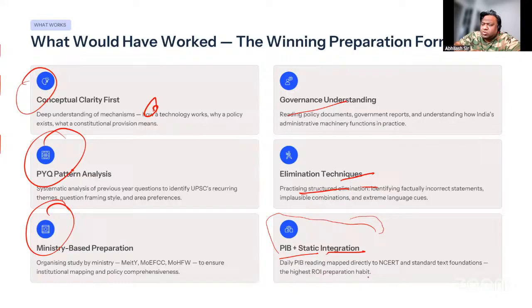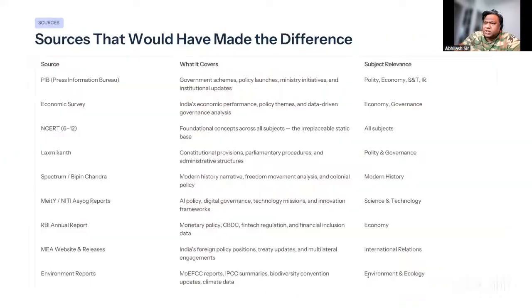Number two, which I have spoken here, is sources. कहाँ से हम क्या पढ़े, तो ये देखिए, तो एनालिसिस है कई सारी चीज़ों का. But as of now, if we analyze the question paper, these were the areas where things came in mostly. The PIB, then the Economic Survey, then NCERT books, then Laxmikant, then Spectrum, Niti Aayog and DT reports, RBI annual report, MEA का website, and environment reports.